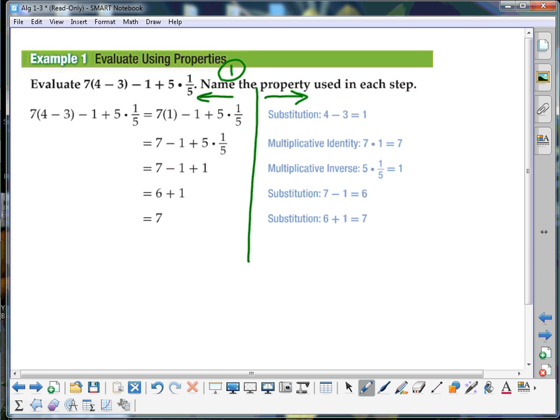So we have our expression, 7(4 minus 3)(minus 1 plus 5 times 1/5). Okay, so 4 minus 3 is 1. So we have 7 times 1 now, times minus 1 plus 5 times 1/5.